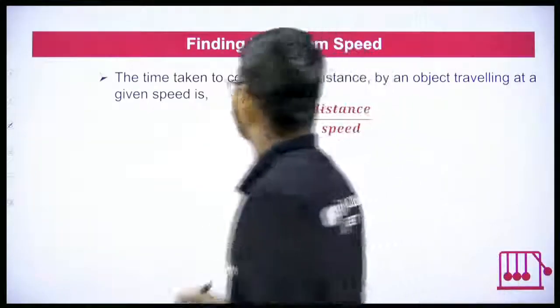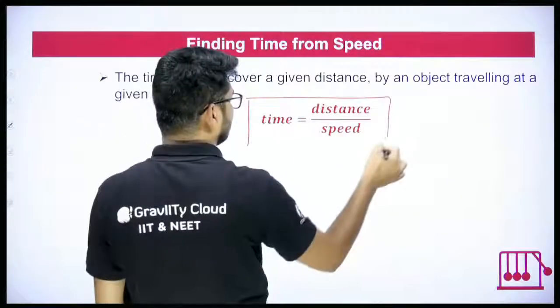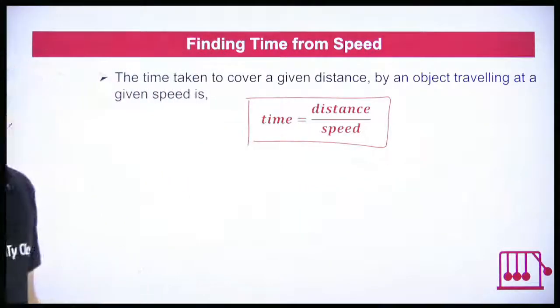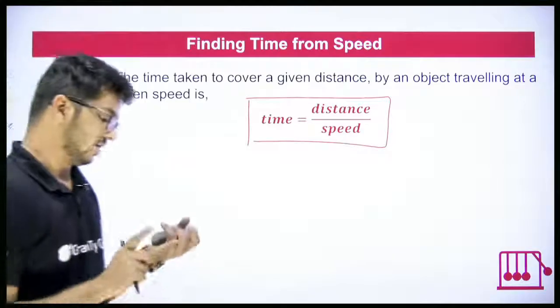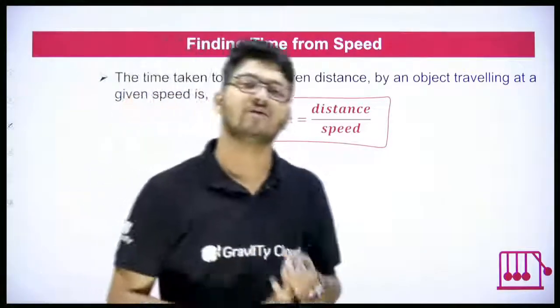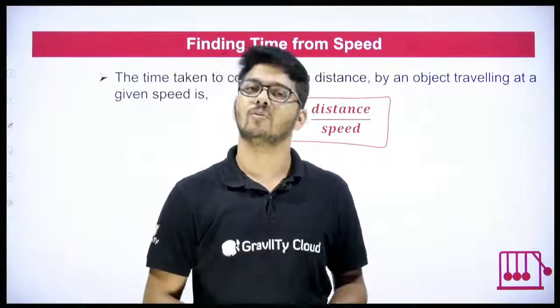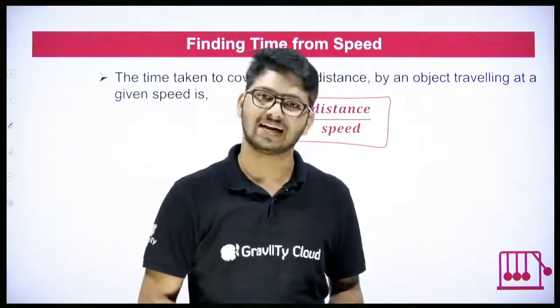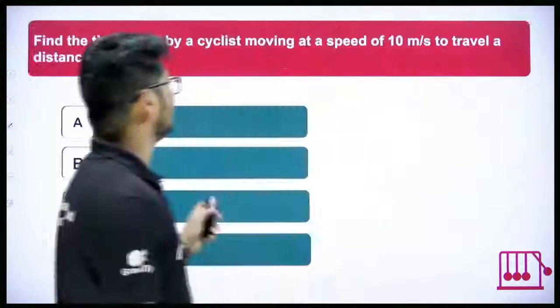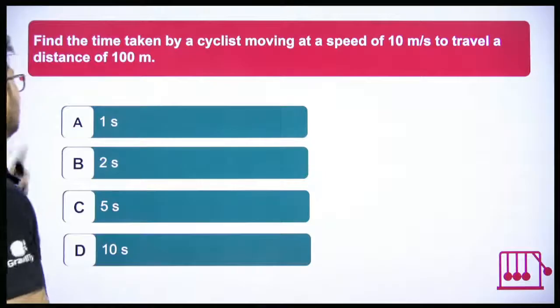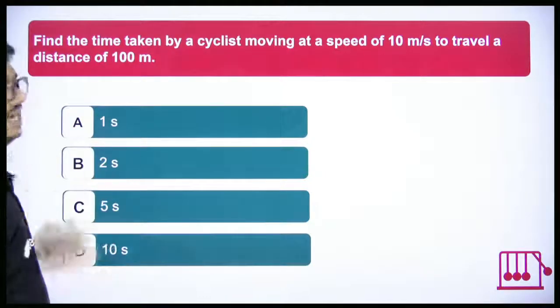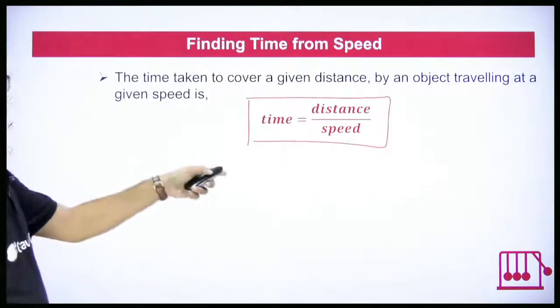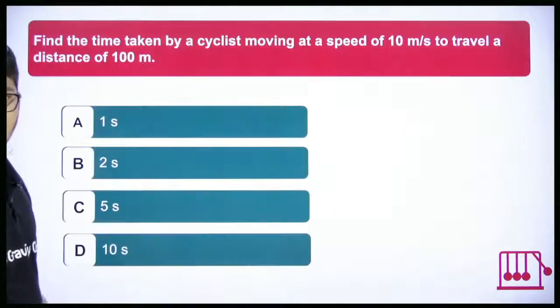Clear? Now similarly, we also have a formula for time. What is time equal to? Distance by speed. So you have a formula for speed, you have a formula for distance, you have a formula for time. Is that clear? Okay. Now there is one simple question. I'll leave this as an assignment to you. Here you have to find out time, use the formula, and you will get the time in this case.